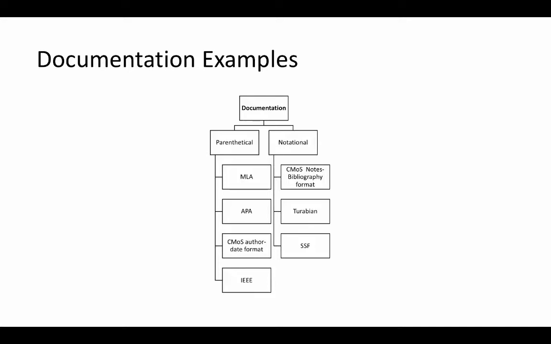Here are some examples. Common parenthetical ones would be MLA and APA. Chicago has its own one called the author-date format, and there's the IEEE style. Common notational ones: Chicago has its own notes-bibliography format. There's Turabian. There's a scientific style and format.